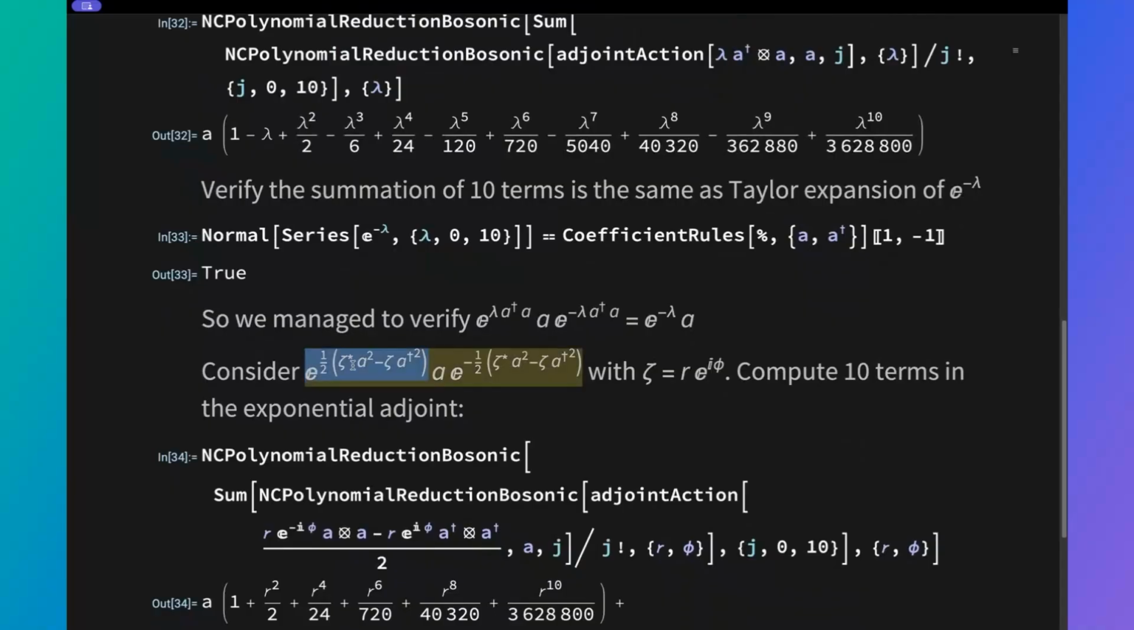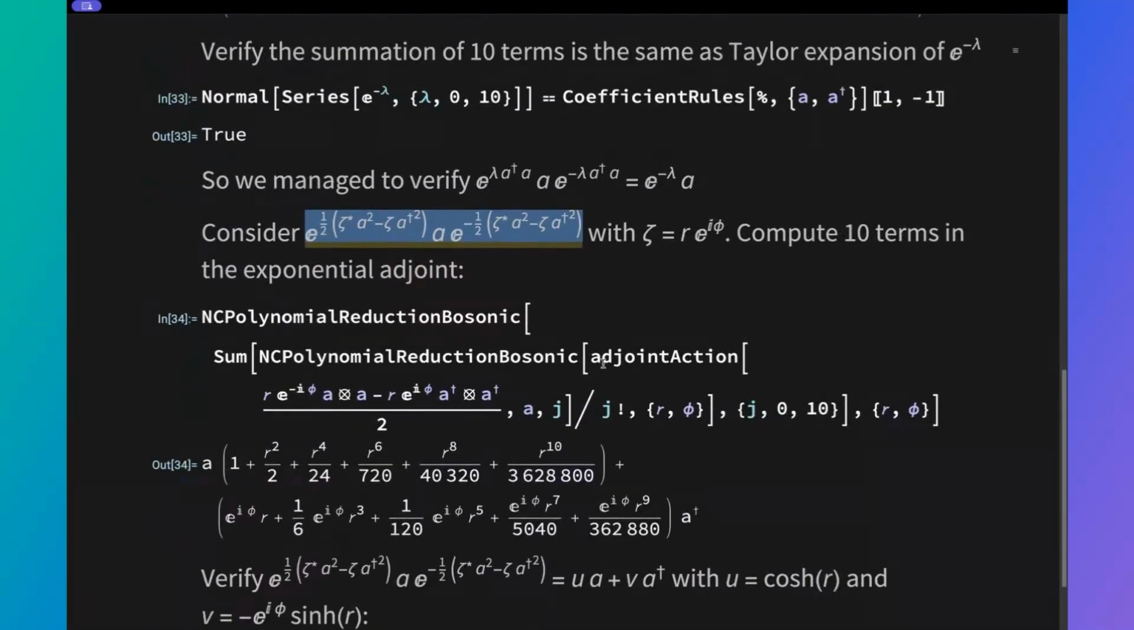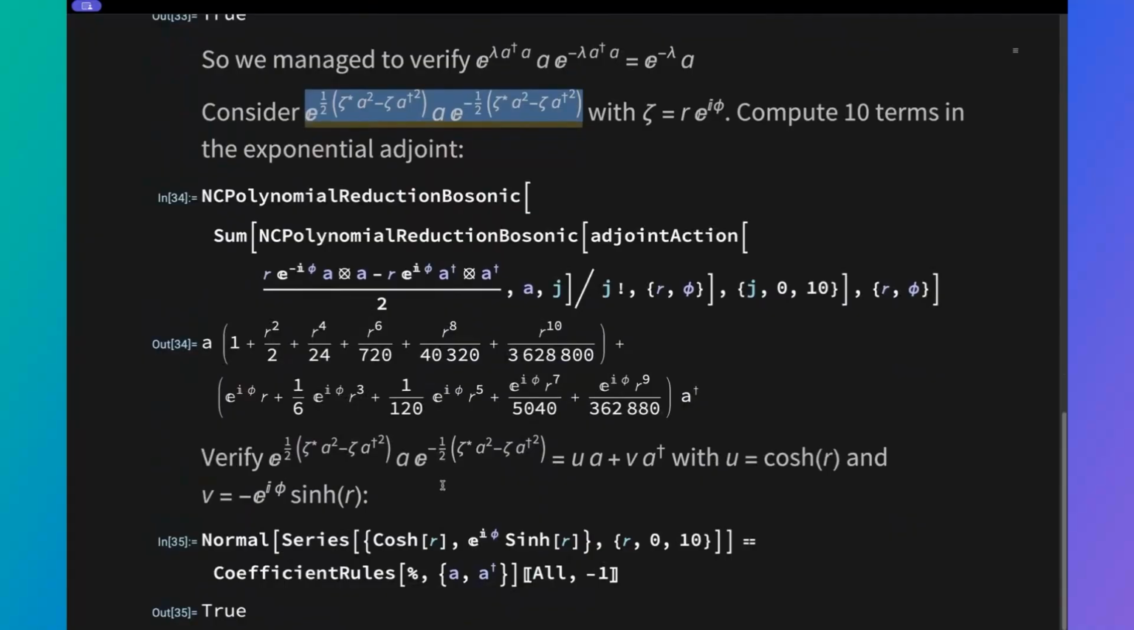Another example is the famous squeeze operator, sandwiching your annihilation operator by your squeeze operator. And here again, it's more complicated, but eventually, through some algebraic relationships, you can come up with this formula, which is a linear combination of creation and annihilation.